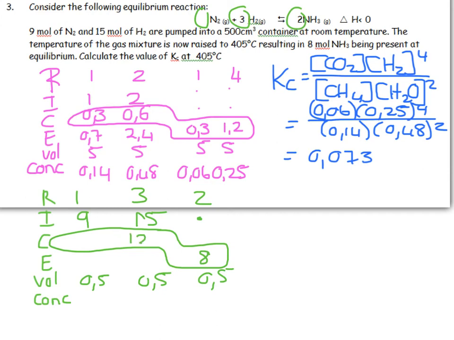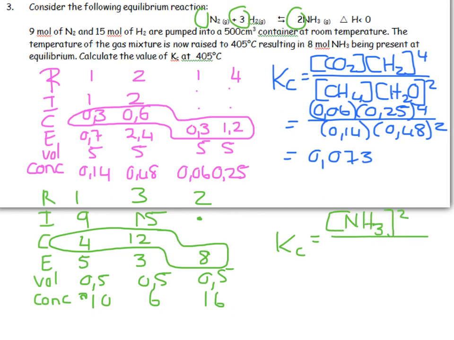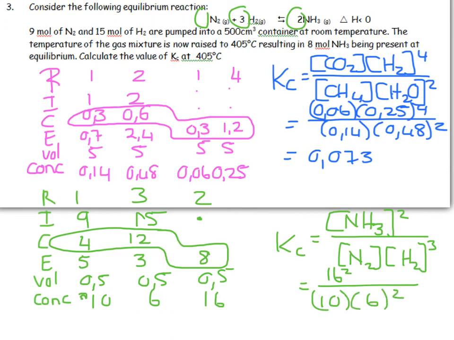2:3:1 is as 8:12:4. 9 minus 4 is 5, 15 minus 12 is 3, and then we have to divide it by 0.5, so it's 10, 6, and 16. Kc is equal to the concentration of products raised to the power of the coefficient divided by the concentration of the reactants raised to the power of their coefficient, and we substitute in those values and you get 16 squared divided by 10 times 6 cubed, and it's 0.12. And again, that gives me a small value for Kc.